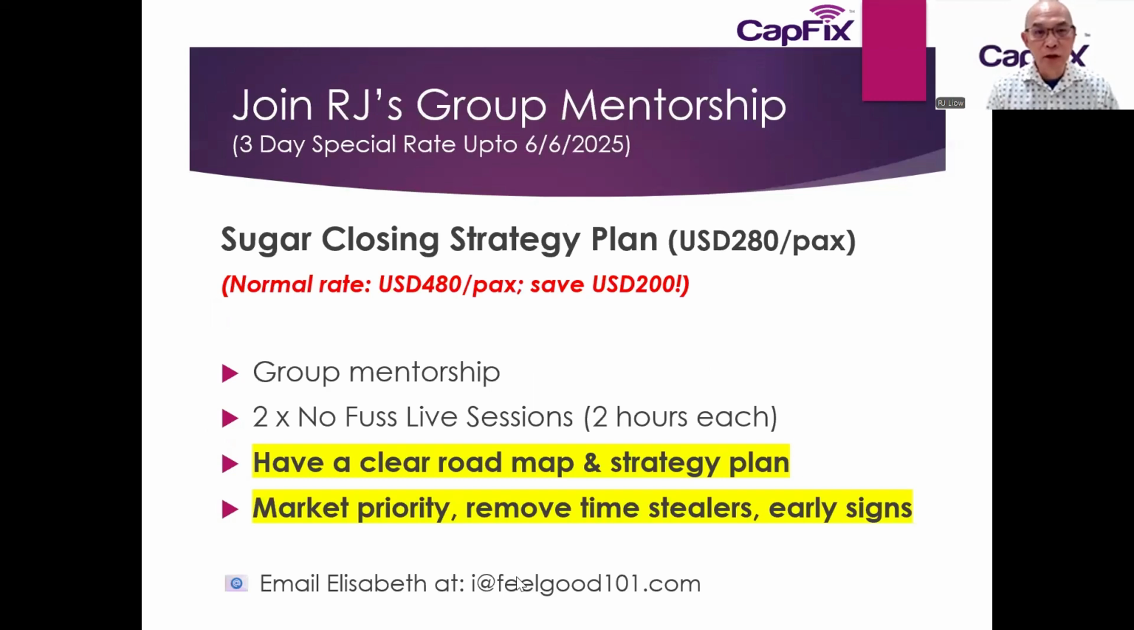I fully appreciate that some of the intermediary friends are struggling with finances because they couldn't close sales for a prolonged time. Therefore, I offer a group mentorship with a minimum of $280. That's it for 2 sessions. At least in these 2 sessions, I'll give you a roadmap and a strategy plan of how you can do the market priority, how to remove the time waster, and some early signs to look out for so that you will increase your chances of success. It could be quite shallow, but at least you have the plan to work on.